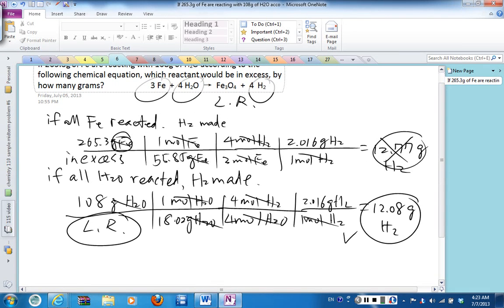How do we get that? Once you determine that water is your limiting reagent, that means iron is in excess. That means iron has leftover. How much of the iron has reacted? We don't know. We know it's not 265.3. If I can find how much iron has reacted with all this water, the difference between the reacted and the original amount would be the amount of leftover. And can I calculate the amount of iron that's reacted? You bet.